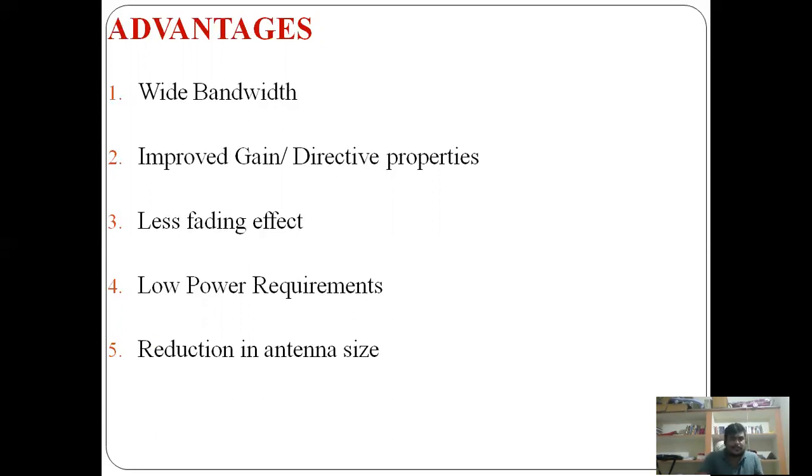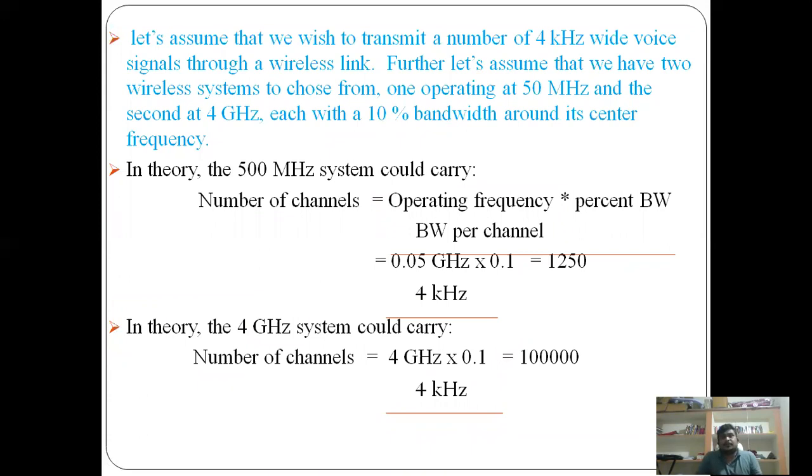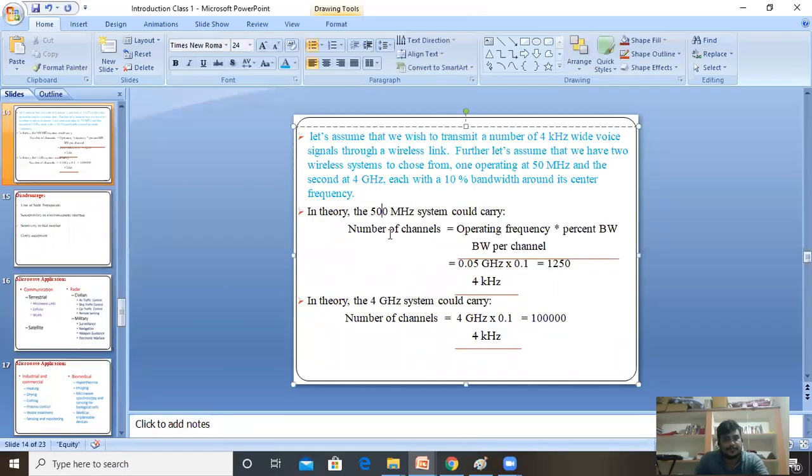Let's take an example. Let's assume that we wish to transmit a number of 4 kilohertz wide voice signals over a wireless link. Further, let's assume that we have two wireless systems to choose from, one operating at 50 megahertz and the second at 4 gigahertz, each with 10% bandwidth around its center frequency. So in theory, how many channels should the 50 megahertz system carry?